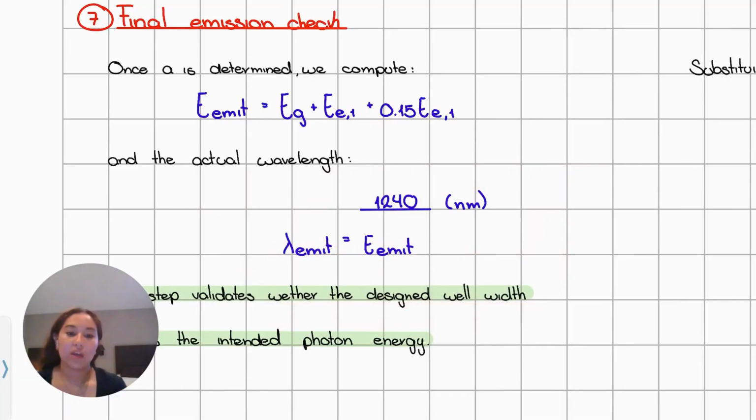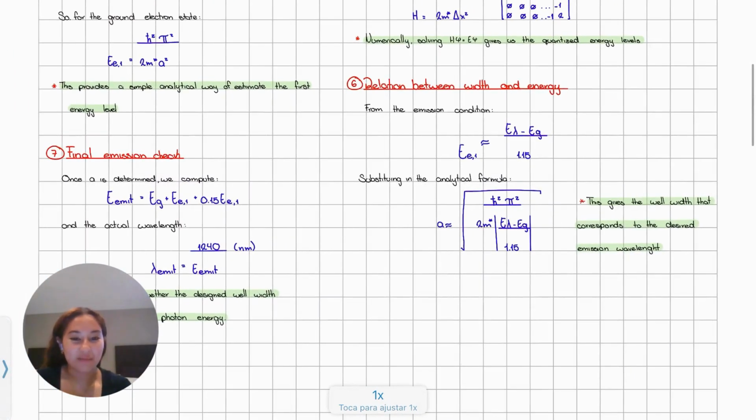so that this step validates whether the designed well width produces the intended photon energy. So now we're going to explain all our mathematical and algebraic processes.